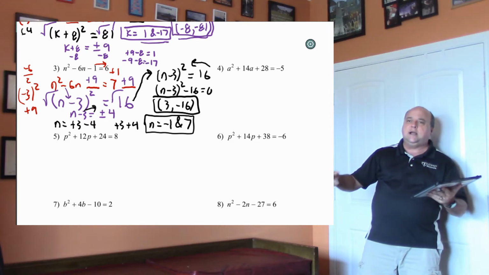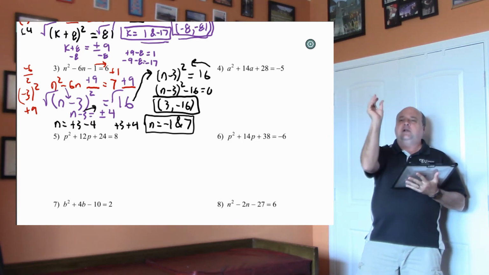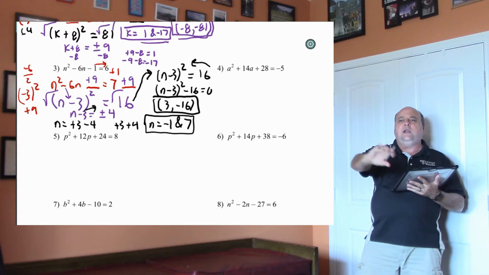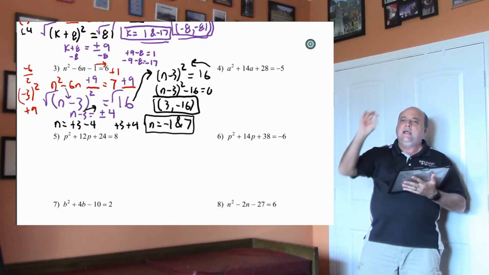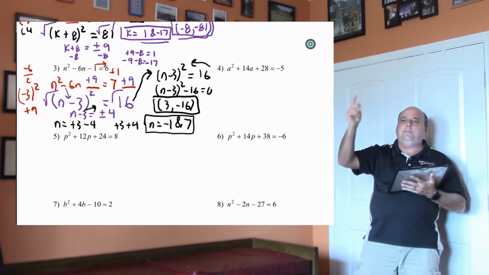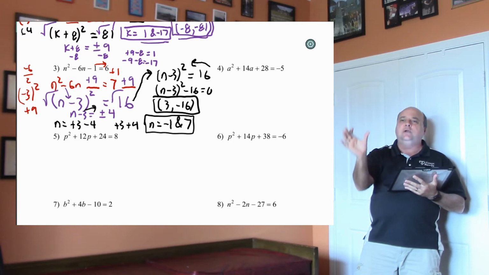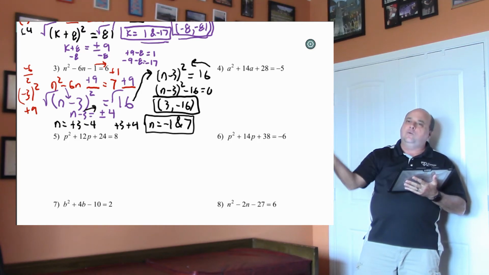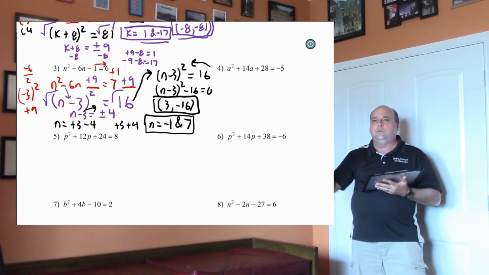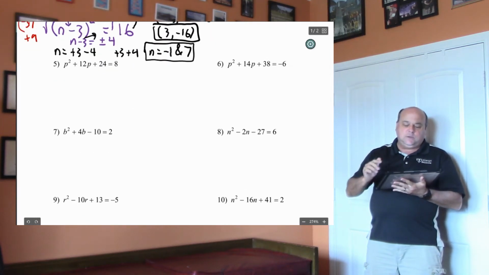Do this 2 more times. You'll get the hang of it. So you're going to get the ax squared plus bx on the left. Move the c to the right. Take that b term, divide it by 2 and square it. And then you get a perfect square. You square root and you solve for your 2 zeros. So let's go to the next one.